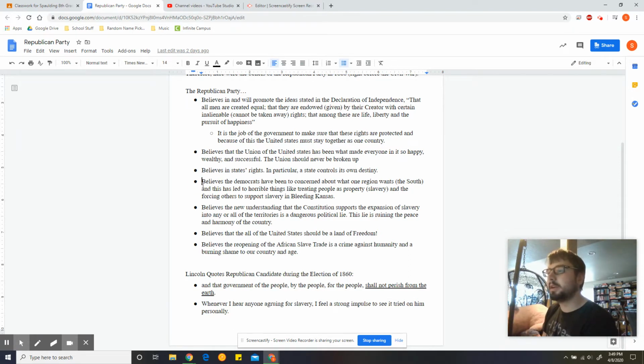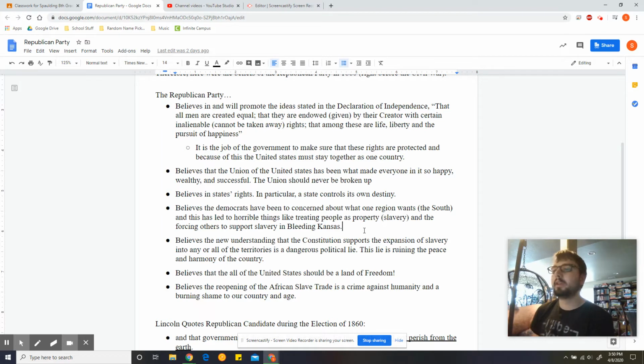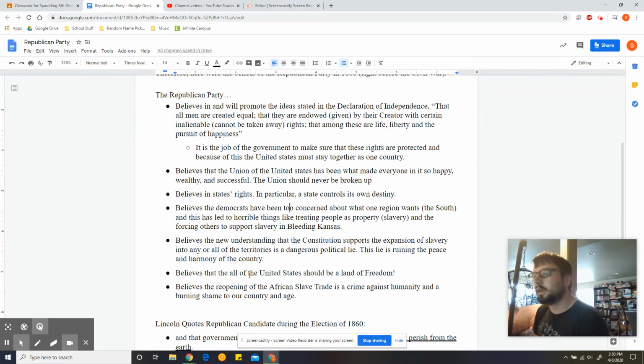The Republican Party believes the Democrats have been too concerned about what one region wants, the South. And this has led to horrible things like treating people as property. That's talking about slavery, and the forcing of others to support slavery in Bleeding Kansas. Basically, I need to blow this up for you guys. What this is saying is that the Democrats are more concerned with supporting the South and the ideas of slavery, and because of this, they're allowing slavery to happen, and they're forcing people to support the spread of slavery into Kansas. The Republicans are not happy about that. All right, next point.